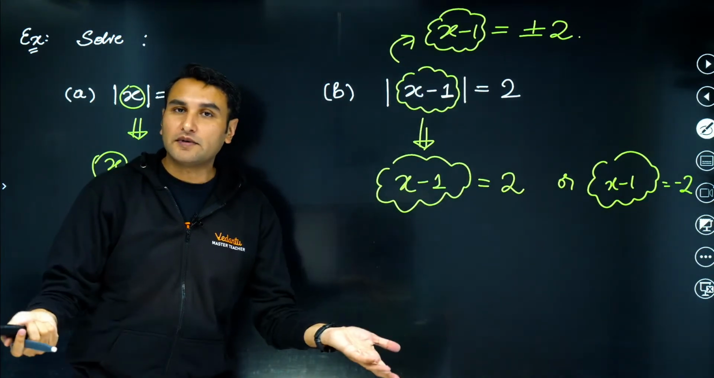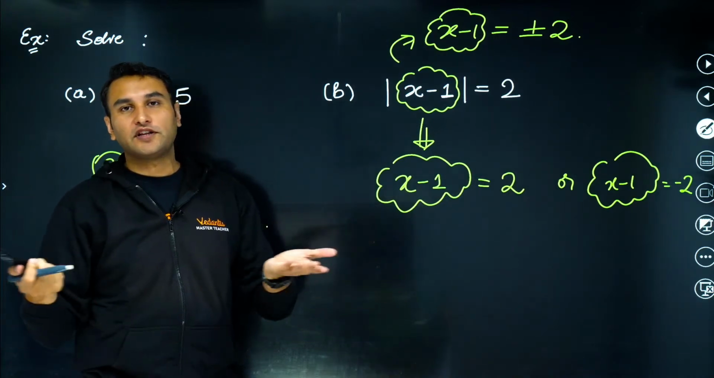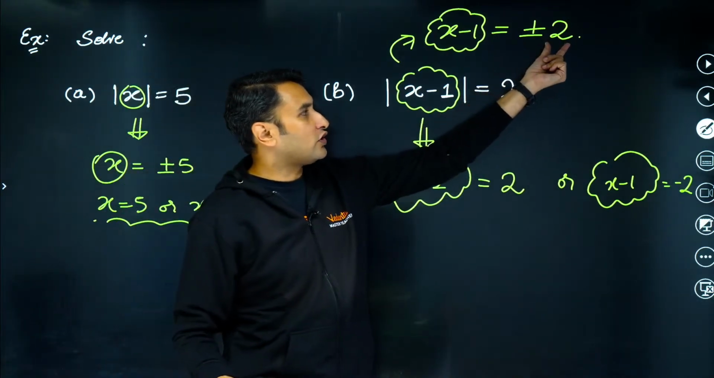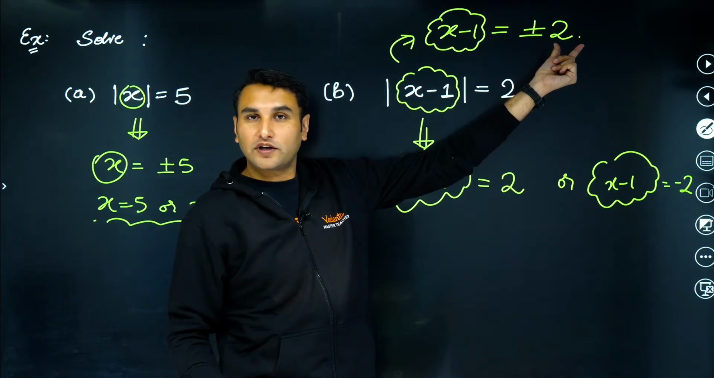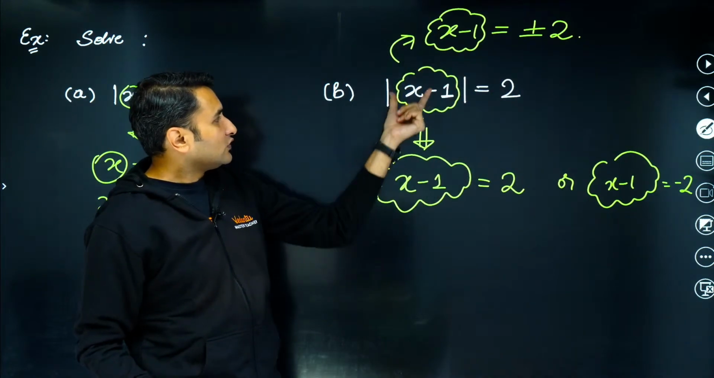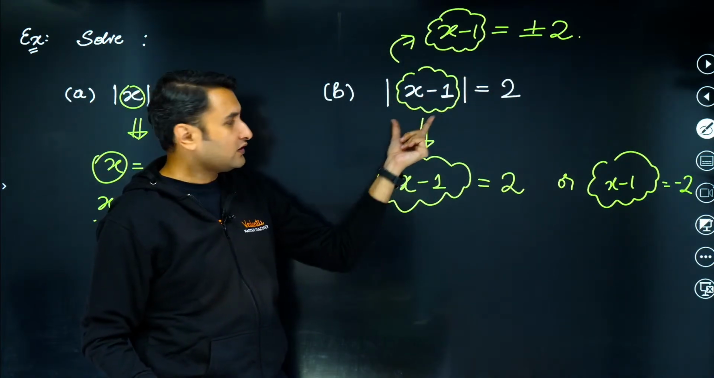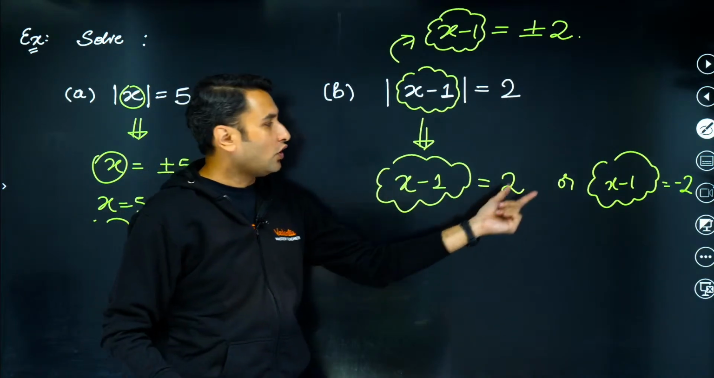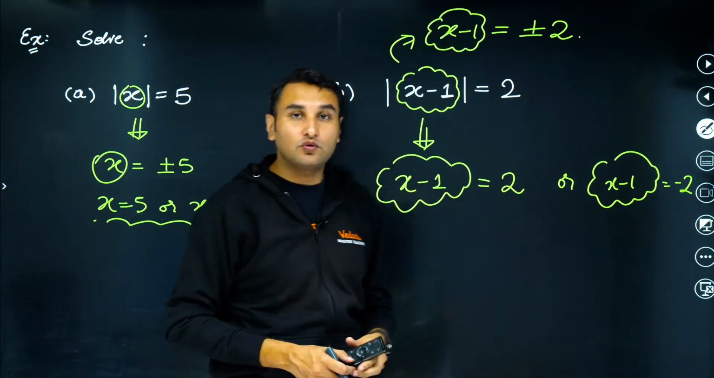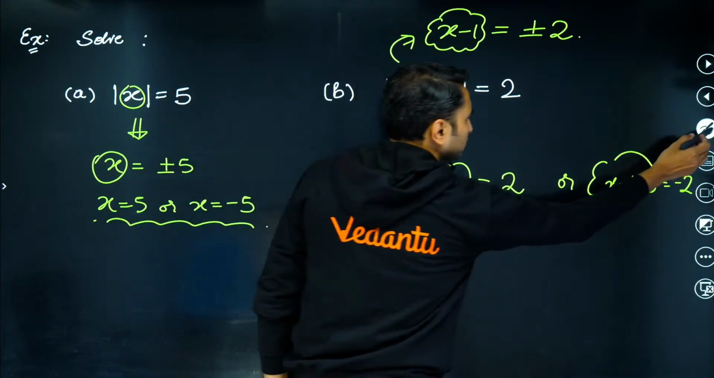Right? Who can come inside? A positive or a negative number. A positive 2 or minus 2 can come inside. So who is coming inside? X minus 1. That thing can either be 2 or that thing can be equal to minus 2. Now that leads to a solution.